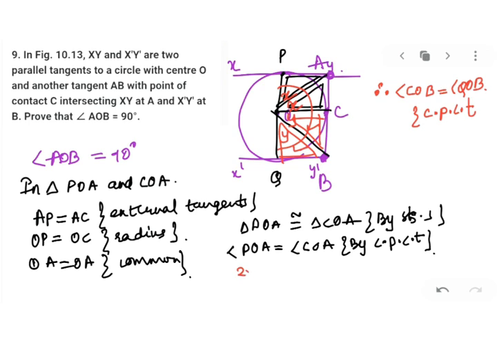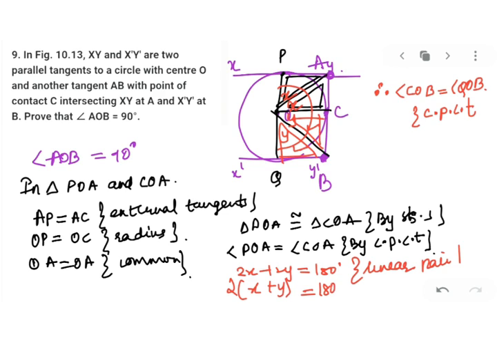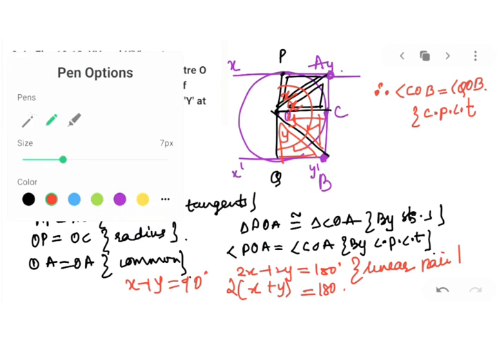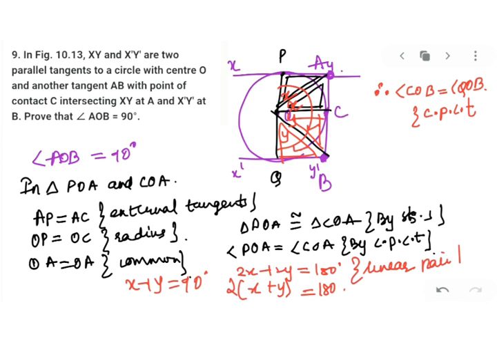Now can I write 2x plus 2y is equal to 180? Why? Because they are linear pair. You can take 2 common and it will be x plus y is equal to 180. Take 2 on your right hand side, you will get x plus y is equal to 90. Now my dear kids, did you notice your x plus y is nothing but it is AOB. So you got AOB as 90. So you can now write hence proved.